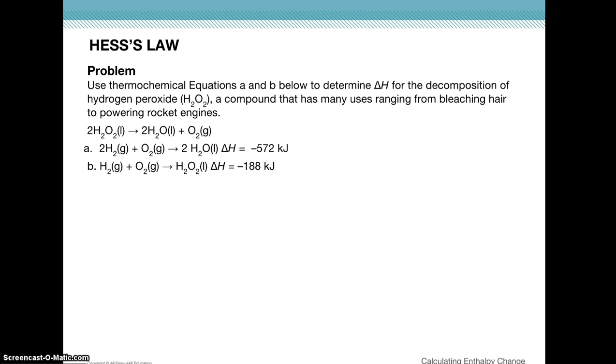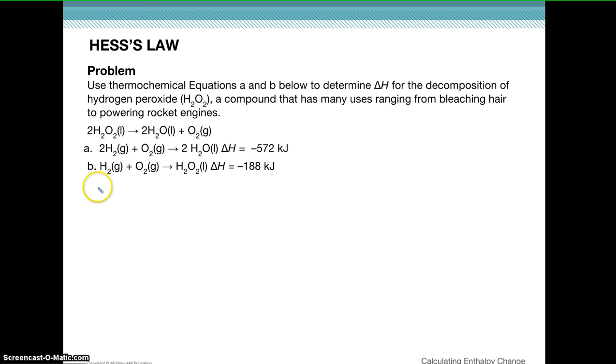Now, what we want to do is two things. One, we can reverse a reaction, and if we reverse a reaction, that's going to change the sign of the delta H. Or we can multiply through and change all the coefficients, and if we multiply, we're going to multiply the delta H as well. If we take a look at equation B, we can see that hydrogen peroxide is on the product side, but we want it on the reactant side. So equation B, we're going to have to reverse.